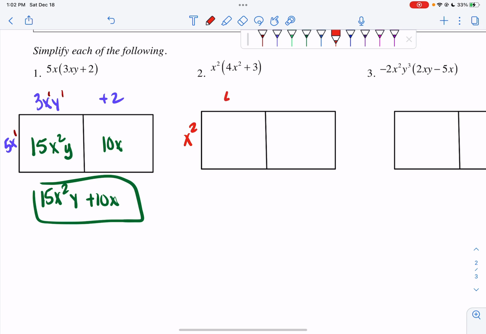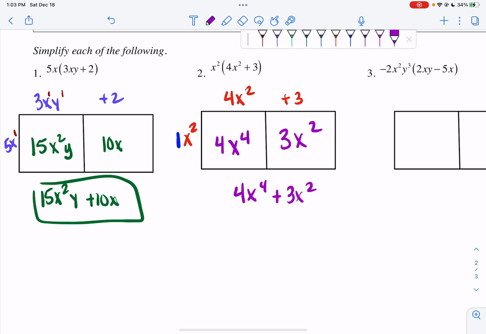Now let's do the next one. X squared times 4x squared plus 3. Note this is really a 1x squared. 1 times 4 is 4. X squared times x squared, well, 2 plus 2 is 4, so I have 4x to the 4th. 1 times 3 is 3. And now I bring the x squared in. So my final answer is 4x to the 4th plus 3x squared.